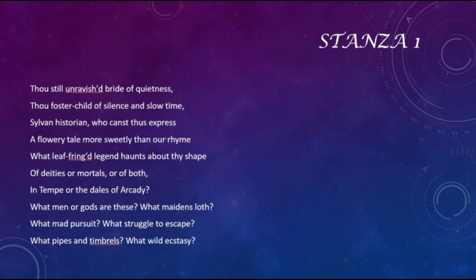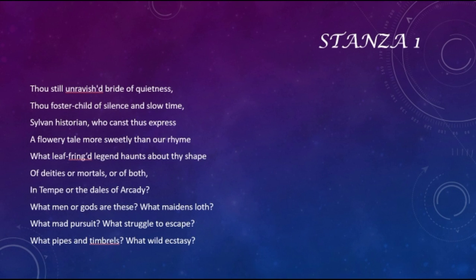And a question arises in his mind: is it a story of gods who frequent the valley of Tempe in Thessaly? Is it a story of men who lead a pastoral life in Arcady in the Peloponnese? The poet continues the series of questions in this stanza. He asks whether the people depicted on the urn are gods or men, and who they are.